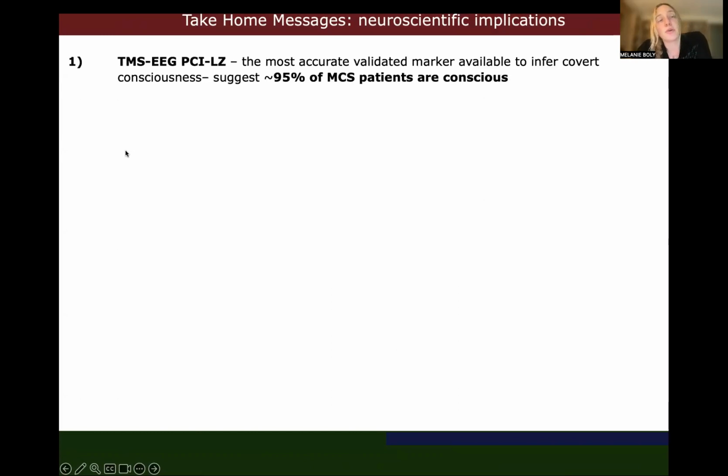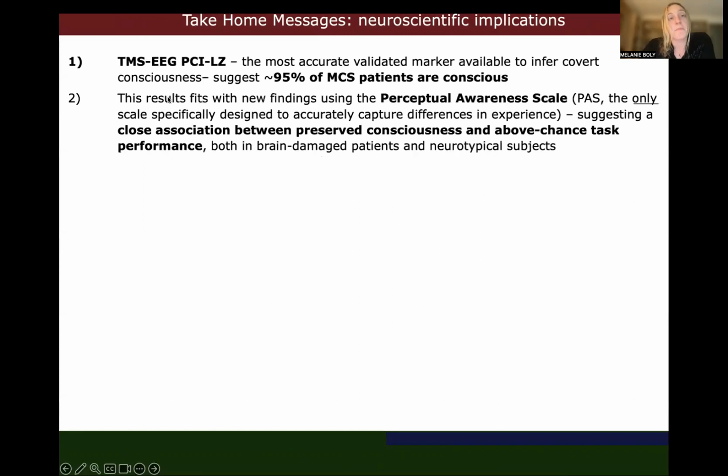And so if I had to conclude, TMS-EEG, the perturbational complexity index, is a real progress because it is the most accurate validated marker available to infer covert consciousness in patients. And importantly, it suggests that 95% of minimally conscious patients are conscious. So in these patients, the presence of purposeful behavior and consciousness is intimately linked.